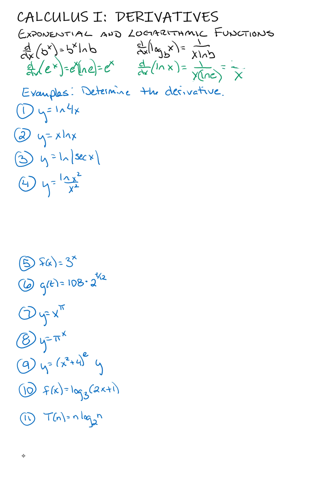And we use these two rules quite often. Let's try some examples now. We want to determine the derivative. Example 1 here, we have y is equal to the natural log of 4x.